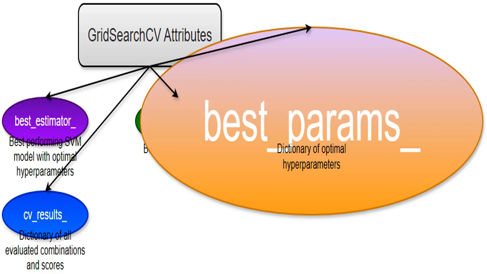This attribute stores a dictionary that lists the specific hyperparameter values that resulted in the best model. These are the ingredient amounts that gave us the best cake. It provides valuable information on what worked best. For instance, it might tell you the optimal value of C and gamma for your support vector machine, SVM.